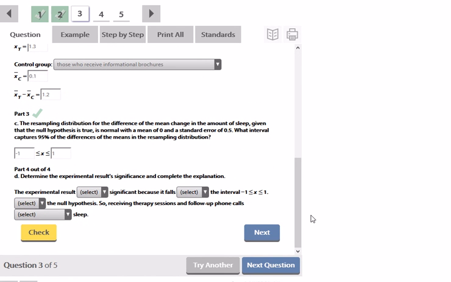Determine the experimental result significance. So the experimental result is significant because it falls outside. Our difference of means was 1.2 hours. So if you fall inside of the error, well, there might have been a difference, but there might not have. There's not enough evidence to reject the null. But now, since we fell outside, whatever we were doing was doing something. So we can now reject the null. And so receiving therapy sessions does improve actual sleep if you get the therapy sessions.